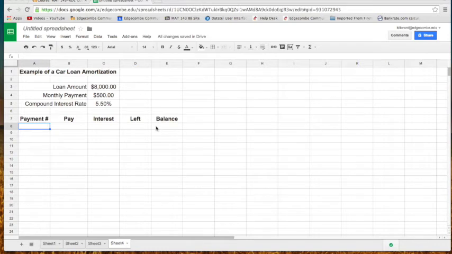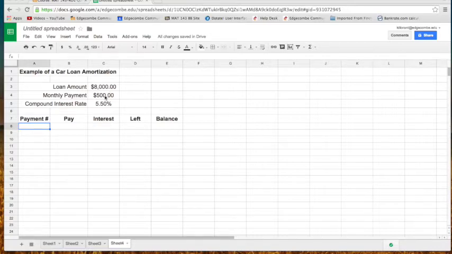This is an example of a car loan amortization. Of course, this works for any kind of loans, including home mortgages. So here we have, let's say we're borrowing $8,000 to buy a car. Now, maybe the car costs $12,000, but we put $4,000 down. So the only thing we have to borrow is $8,000.